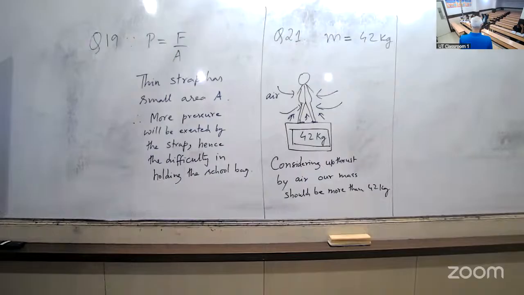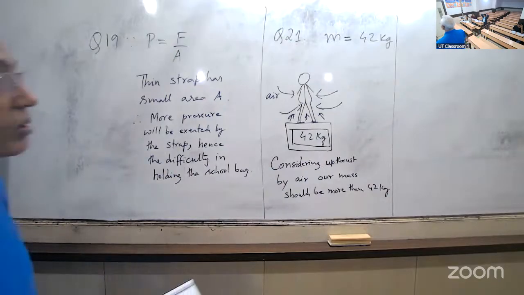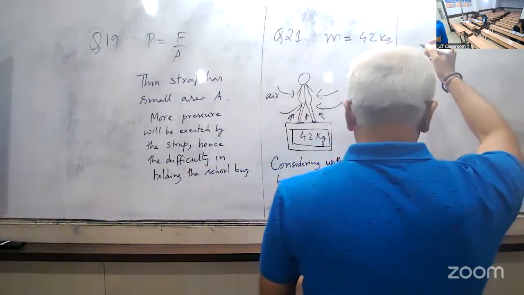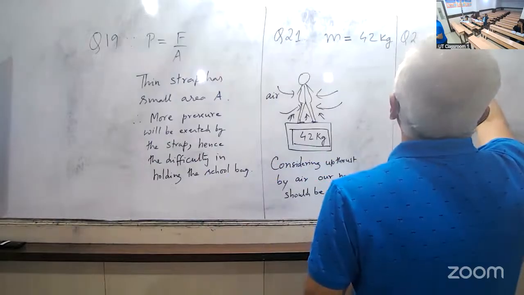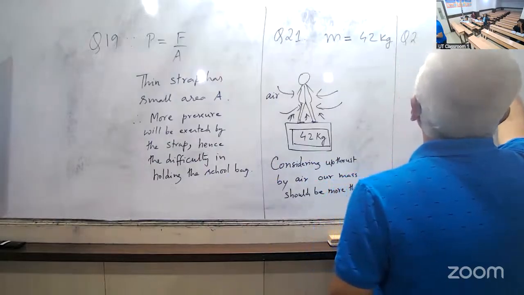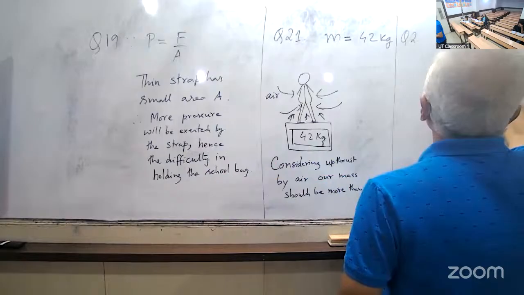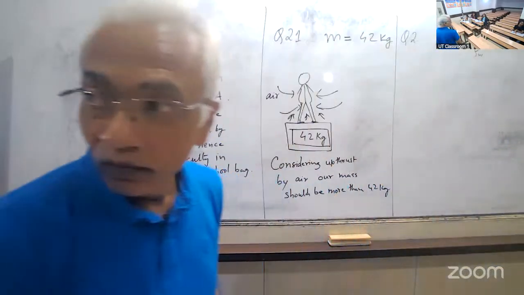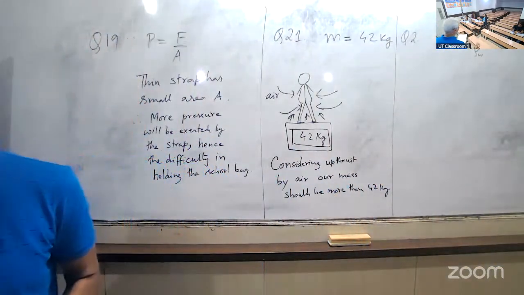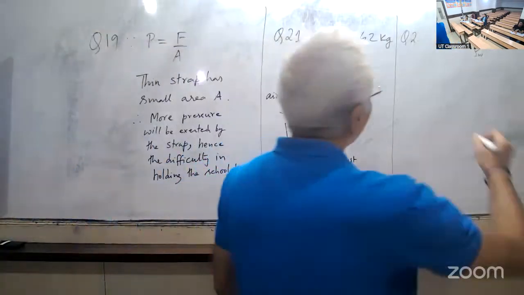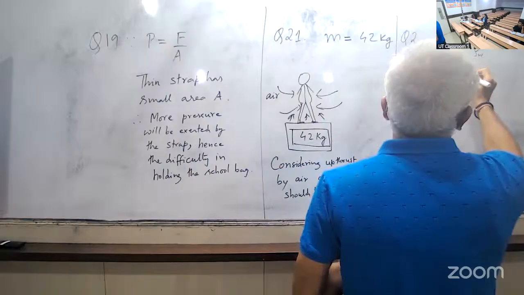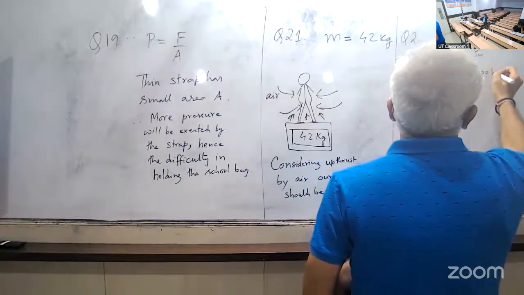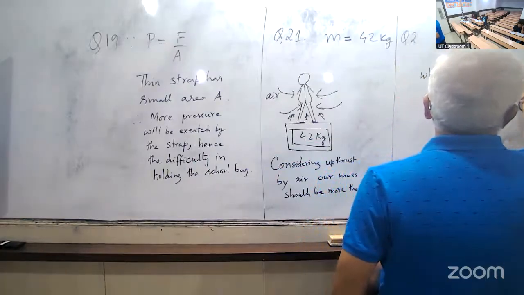2 and 3 are the questions based on relative density, which is actually not in syllabus. But I have given you the formula. What is the formula for relative density? Relative density is given as density of substance divided by density of water. And density of water is a known constant, where density of water is 1000 kg per meter cube. This you should remember.